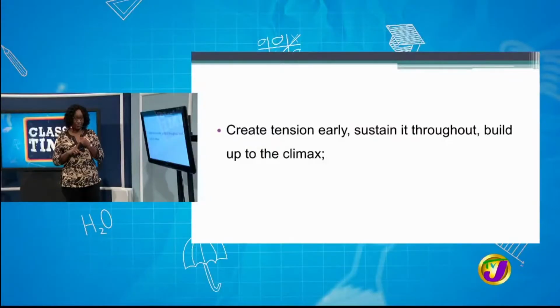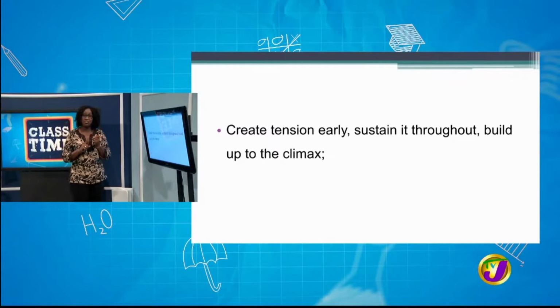Now, this is very important. Create tension early. And after you have created the tension, don't just create it and drop it. Create the tension, sustain the tension throughout the story. So you introduce the problem to us.